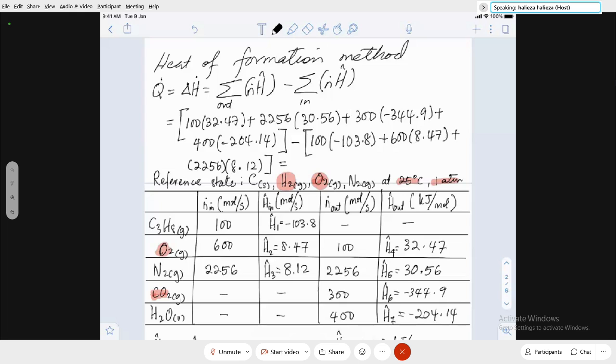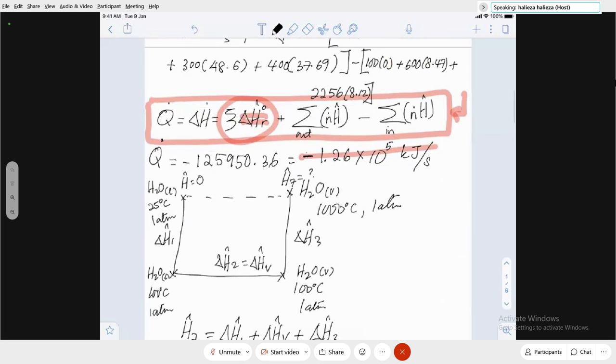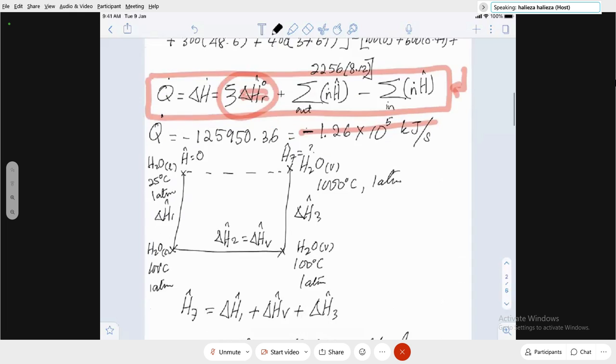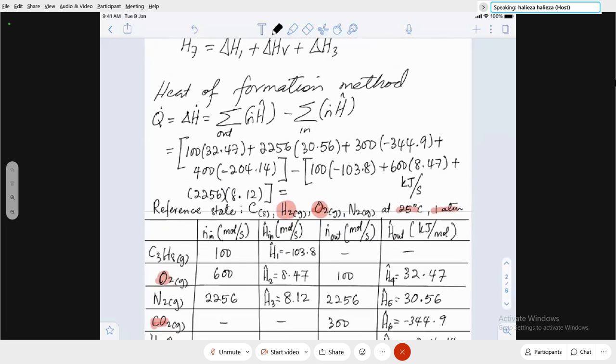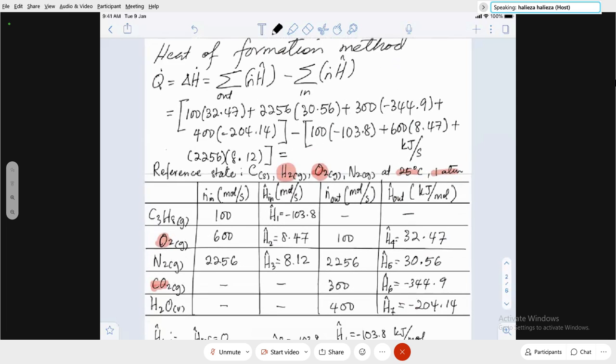What we got yesterday was negative 1.62 times 10 to the power of 5 kilojoules per second. So your unit will be kilojoules per second. This is how you use the heat of formation method. Not that difficult actually. You just have to remember that you need to start from the elements. You cannot start from the compound. Your reference state must start from the elements. Then you form the compound. After you form the compound, you either heat it up or cool it down. That's all, in order to get the enthalpy.